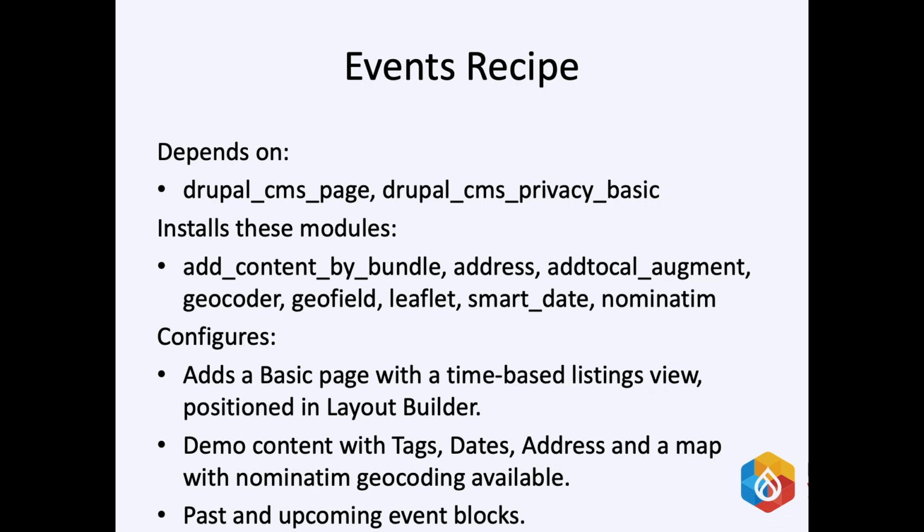I've actually used this recipe in a few sites as well, because the way it's all set up with leaflet and geocoder, it just makes setting up addresses and showing that stuff on a map really, really nice. But the content is a basic page with a listings view. So see where it gets repetitive. Positioned in layout builder. It's demo content with tags. This has got dates. The listing is, I think, time based. So the latest and the past event blocks are based on that.